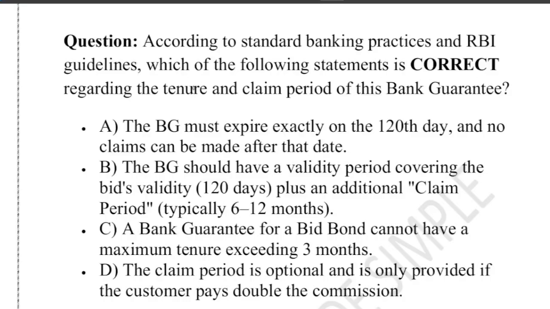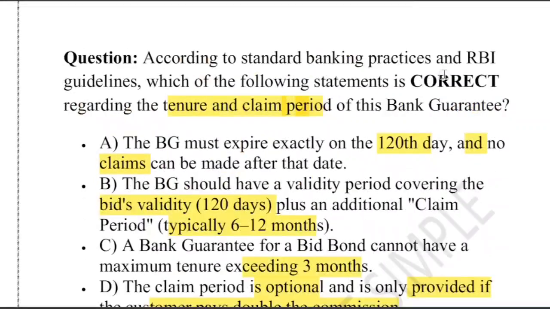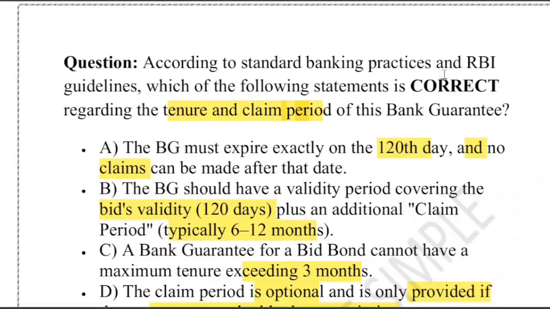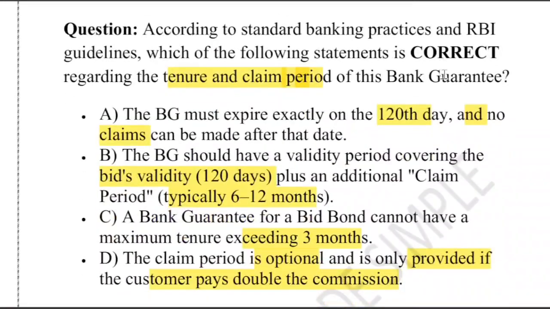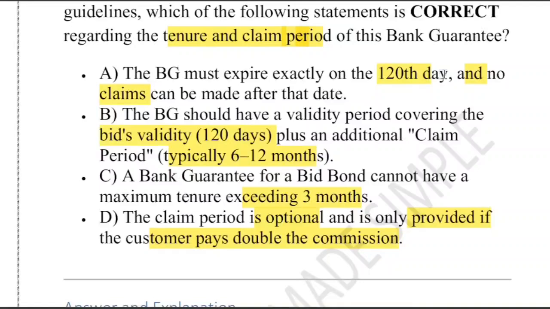This question pertains to two things: tenure and claim period of the bank guarantee. Option A says that the BG must expire exactly on the 120th day and no claim can be made after that date. B says that the BG should have a validity period covering the bid validity plus an additional claim period, typically 6 to 12 months. C has taken a bid bond guarantee of $50,000, right? And the tender says bid validity 120 days. So what is the correct statement? That is the question.